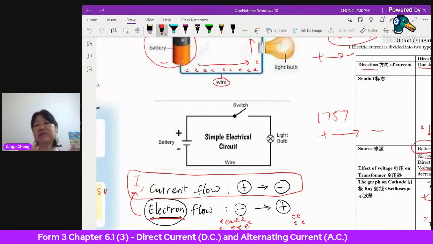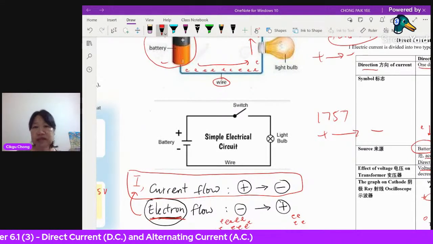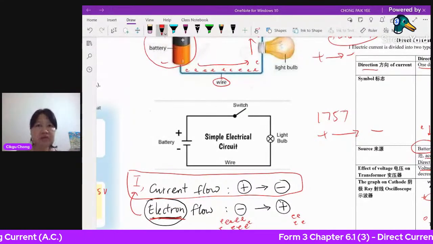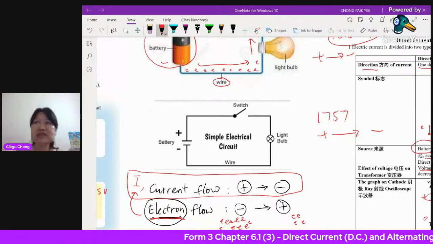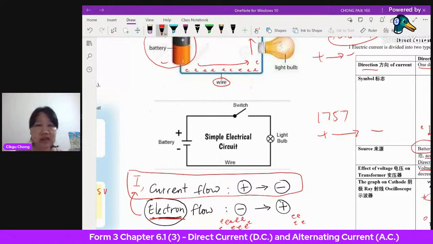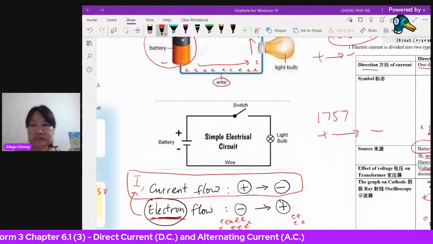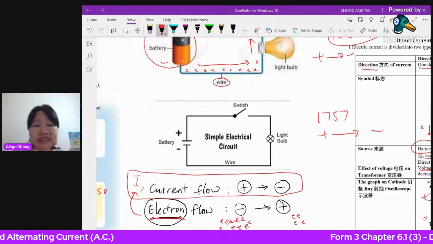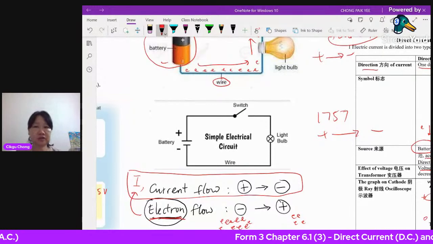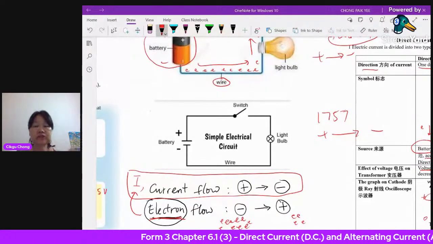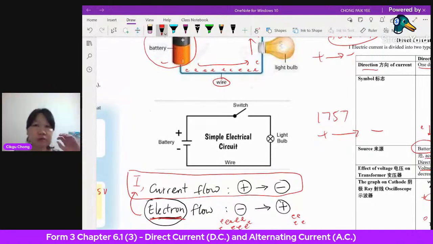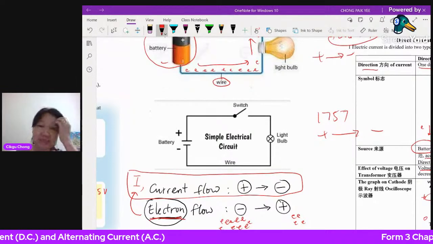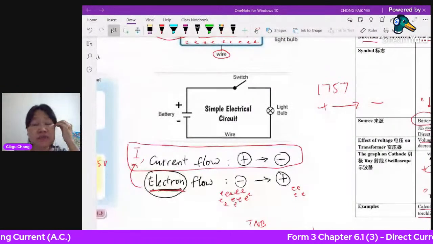Finish. Then of course science never stops. More scientists came to investigate and do research. About 120 years later, in the 1800s, they discovered that what causes electricity is actually the flow of electrons, from the negative terminal to the positive terminal. So they said, oh, actually we have put the horse before the carriage.